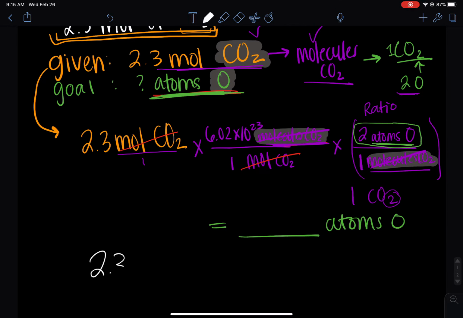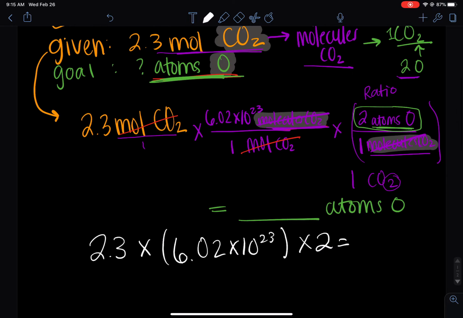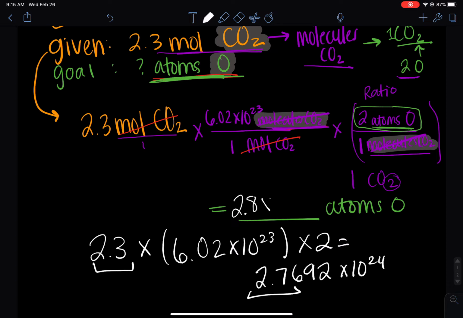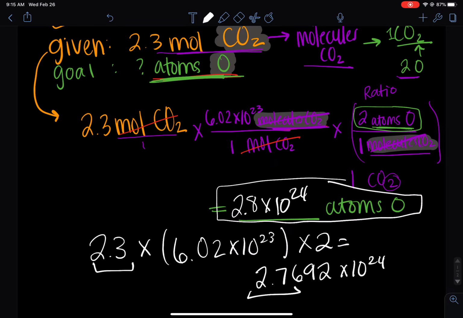Okay, so in our calculator, it will look like this. We will say 2.3 times, open parentheses, 6.02 times 10 to the 23rd, close parentheses, times 2. Okay, let me do that. Okay, I got 2.7692 times 10 to the 24th. So 2.769 times 10 to the 24th. I'm going to round that to 2 sig figs. So it's going to be 2.8 times 10 to the 24th atoms of oxygen. Without the atoms of oxygen, it is wrong.